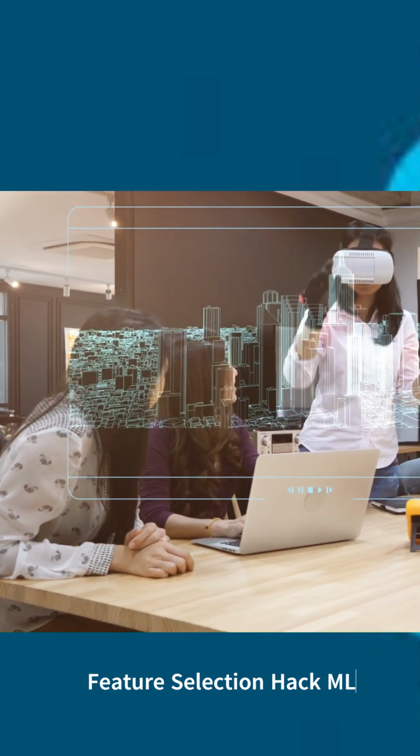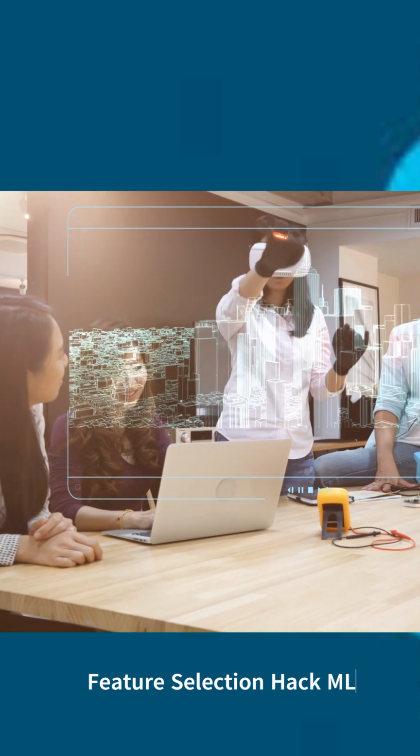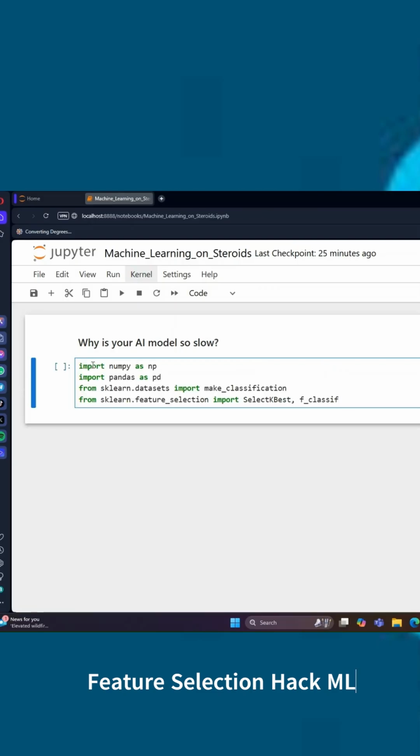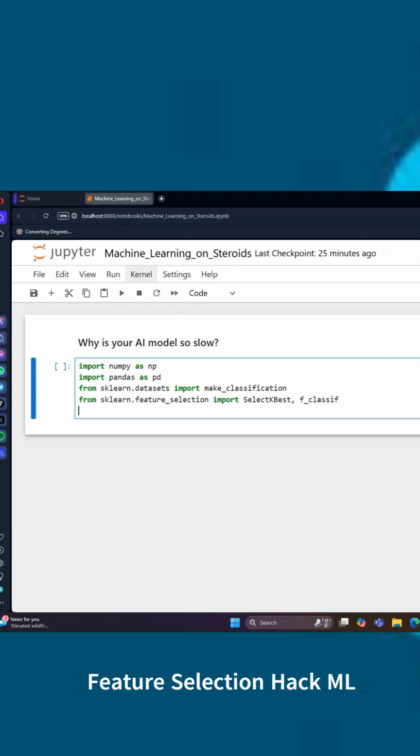So what we're going to do is import the necessary libraries. In my case, I'm going to use NumPy for numerical operations. I'm also going to use pandas for displaying data, and make_classification, which generates synthetic data for testing. I'm also going to use SelectKBest and f_classif, which are used to select the most important features. With that, I'm also going to generate sample data.